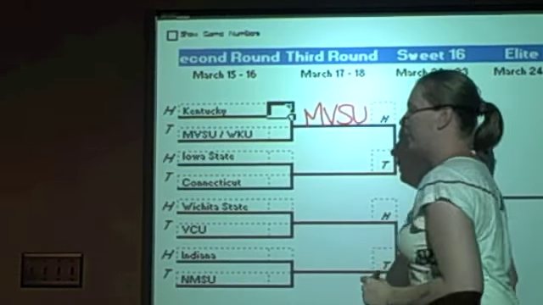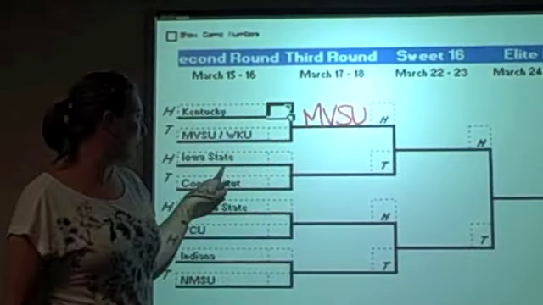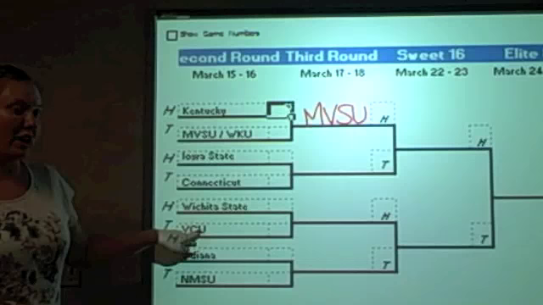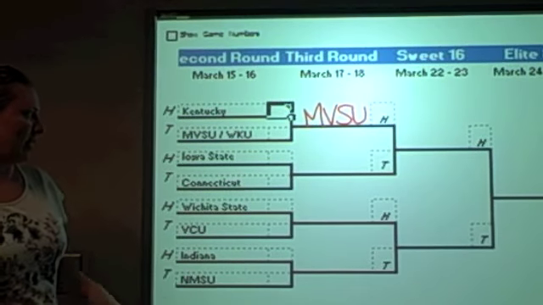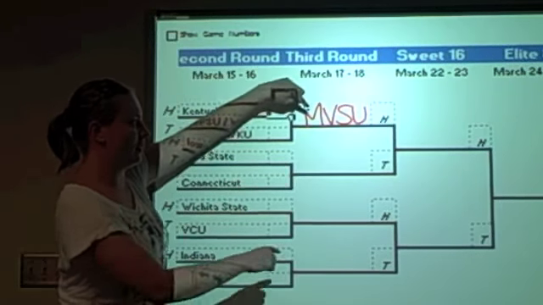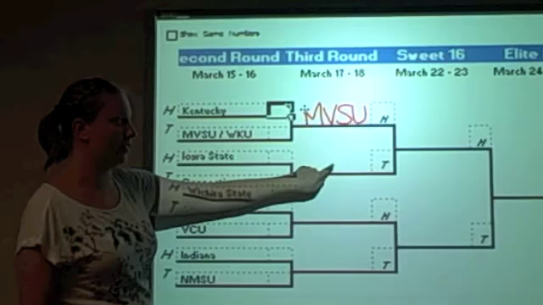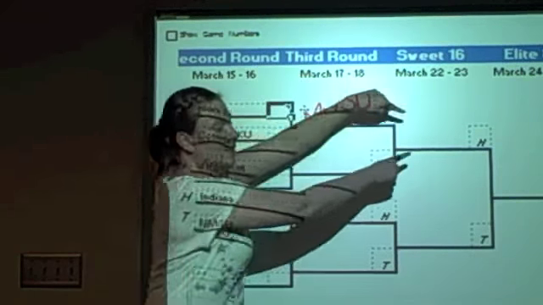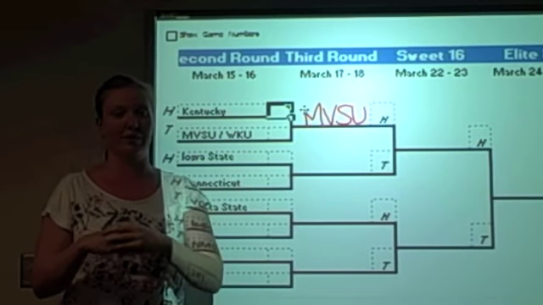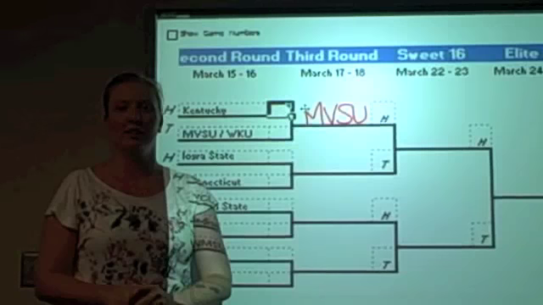MVSU. Then I'm going to do it again for Iowa State and Connecticut, and then again for Wichita and VCU, and Indiana and NMSU. Then you have a winner here and you have a winner here. So then you have to do it again to decide who's going to win this one. And you're going to fill in every game until you find a winner. And that's what we're going to do first. Any questions?